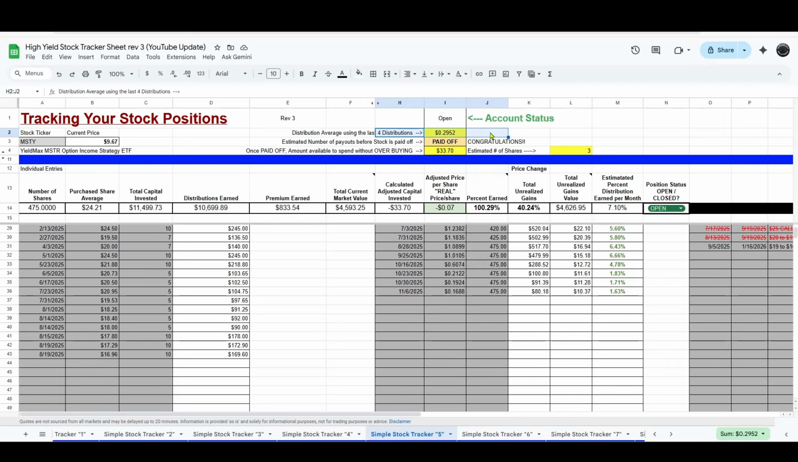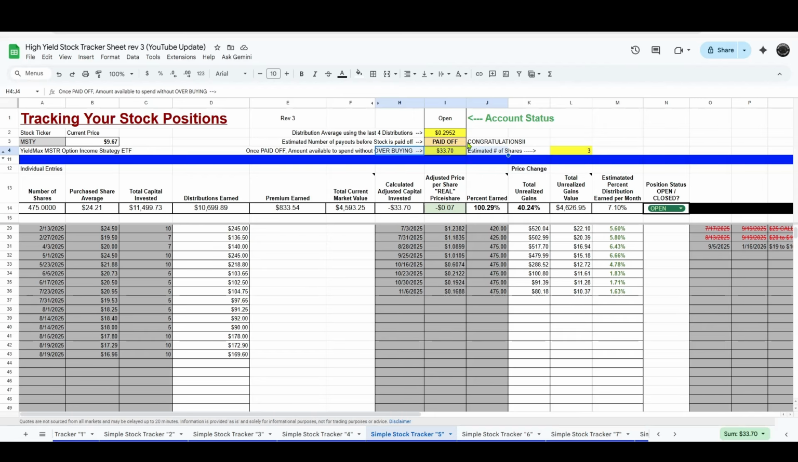The last 4 distributions, I'm showing an average of about 29 cents. And you can see now this says paid off. It doesn't say one more distribution or anything. It now says paid off. So as long as I do not use more than what is in this field right here, this position will stay paid off. So this value here will tell you how much you can actually spend and keep it at a paid off status with no risk, as you would have none of your money invested.